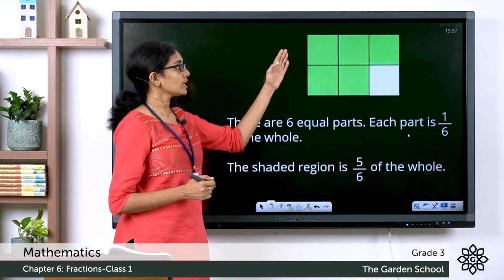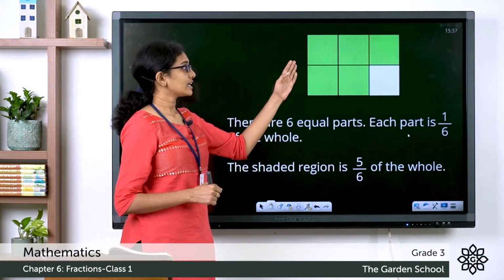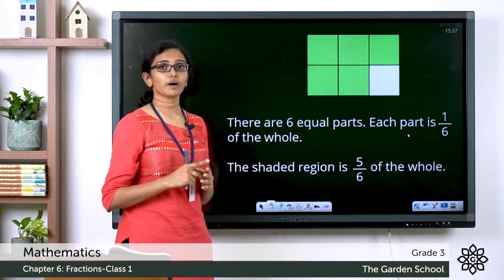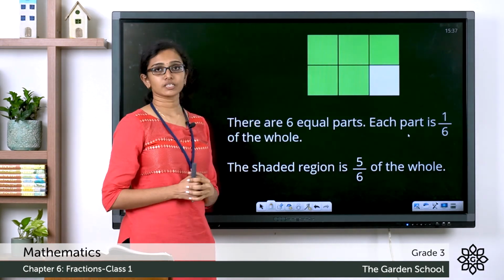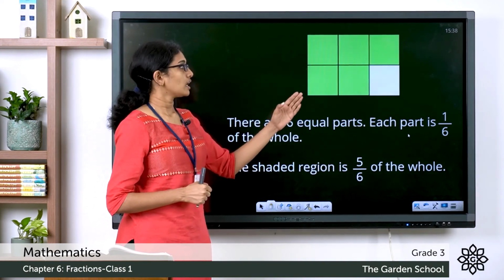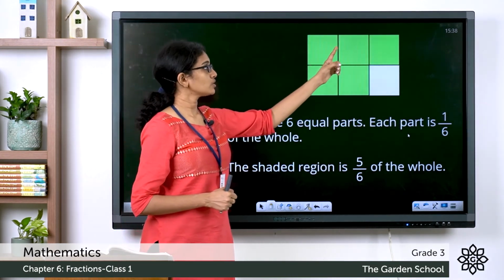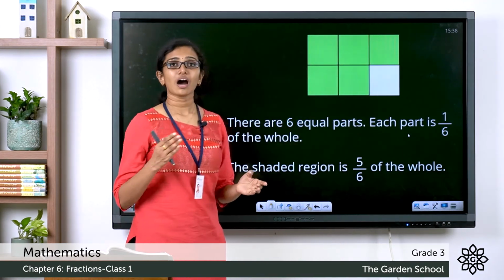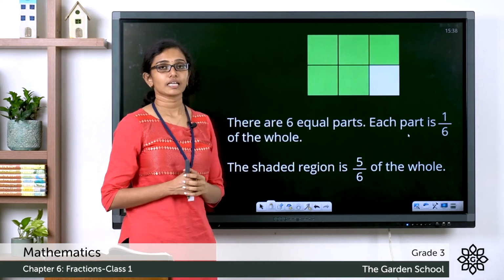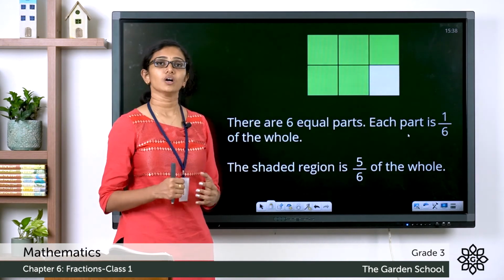Now, here how many total parts are there? There are 6 equal parts and each part will be 1/6. Now, what is the fraction of the colored part or the shaded part here? That is 1, 2, 3, 4, 5 out of total 6 parts. That is 5/6 of the whole.